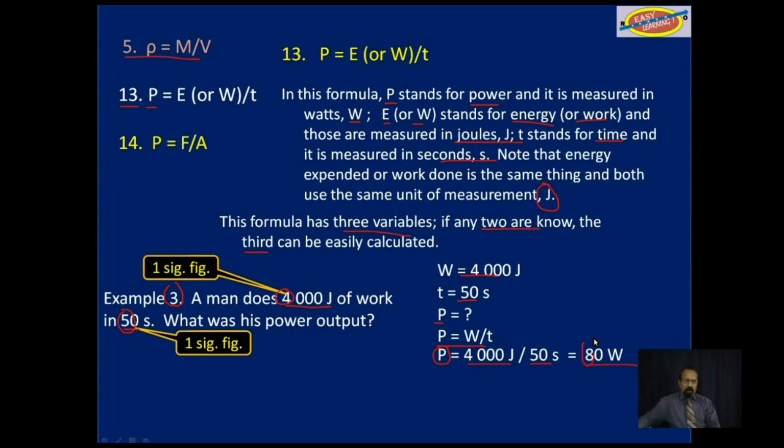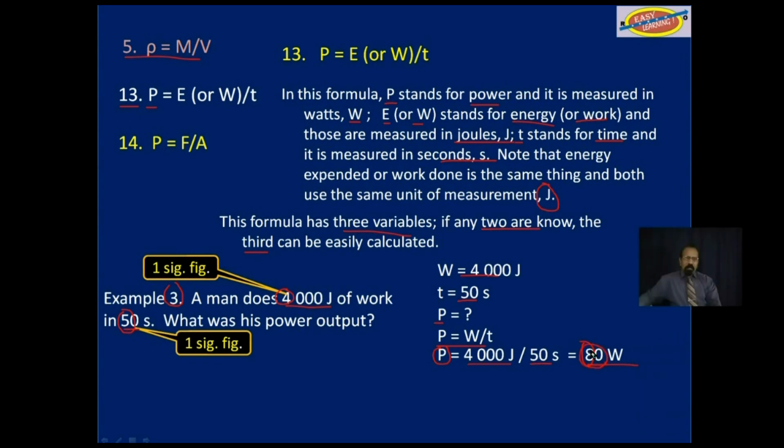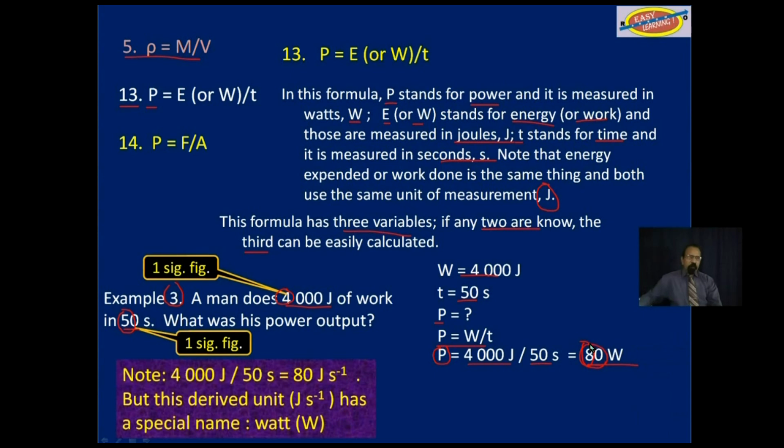This is already 1 significant figure. However, as I said, that may be subject to misinterpretation, and we'll get back to that. But note that if you divide joules by second, you get joules per second. Technically, that is correct. However, this derived unit, joules per second, has a special name, which is the watt. If you write joules per second, you will lose a mark because you did not write the right unit. Joules per second, the correct name for that is the watt. And while technically joules per second is correct, you will still lose a mark for that.